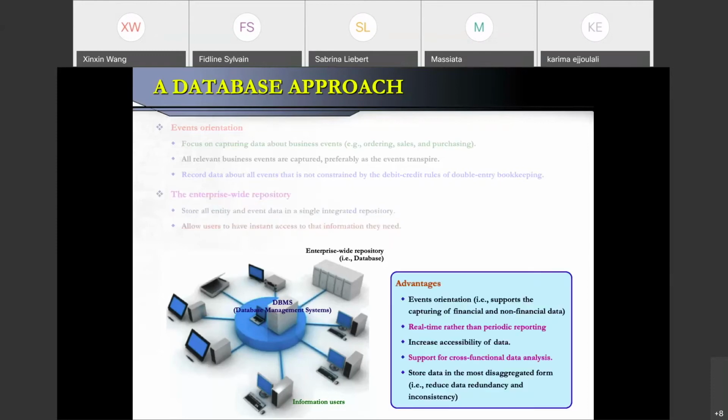Now I assume that you guys don't have any questions. So database approach, the advantages. I want you guys to write this down, okay? Advantages: event-oriented, real-time rather than periodic, increasing the accessibility of data, support for cross-functional data analysis, and store data in the most disaggregated form. So we will touch base on all of those points when we do the assignment and the team project that we have. You can realize, oh, all the things we talk about in here is actually true.